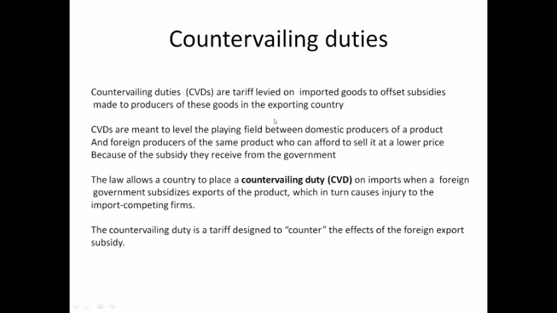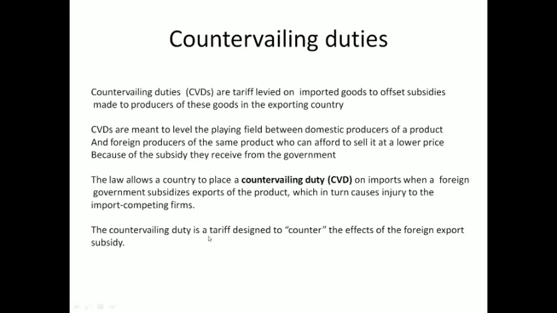So to protect their own importing industry, the country may apply or impose countervailing duties on these imported goods which are subsidized by the exporting country. The law allows a country to place a countervailing duty on imports when a foreign government subsidizes exports of the product, which in turn causes injury to the import competing firms.